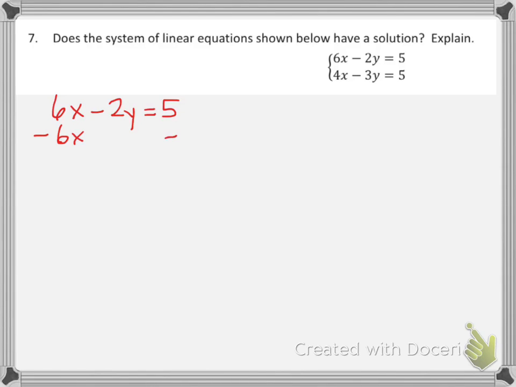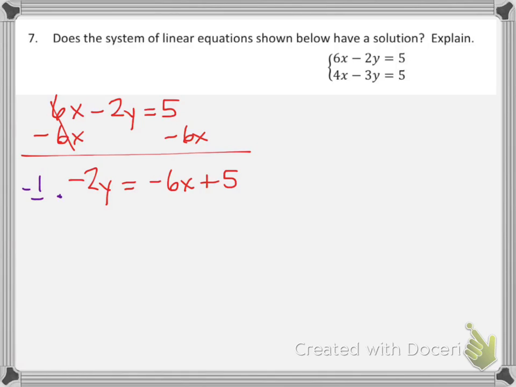Subtract 6x, and we get negative 2y is equal to negative 6x plus 5. If we then multiply by the reciprocal of negative 2, that's negative 1/2, and do that to both sides, then we will get slope-intercept form. So a negative times a negative is a positive. The 2's cancel. y equals, and we have a negative 1/2 times 6. That's a positive 3x.